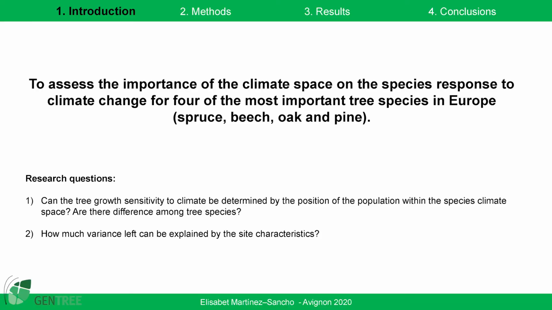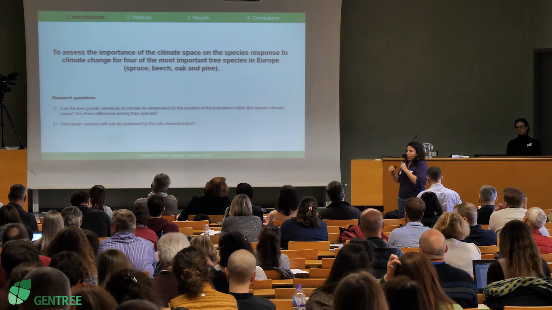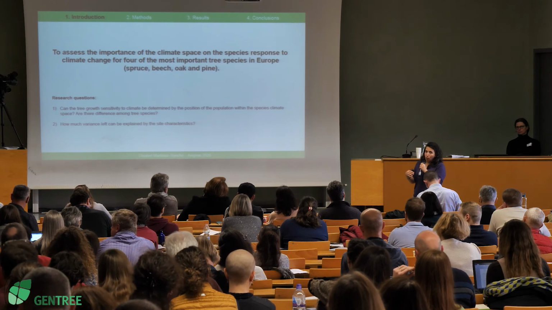And we will do that for four of the most important tree species in Europe: spruce, beech, oak, and pine. And as I mentioned, we split this talk in two parts. The first part is to see how tree growth sensitivity can be predicted by the location of a population within the climate space. We want to see also if there are differences among species. And then we will see how site characteristics can improve or not our models.